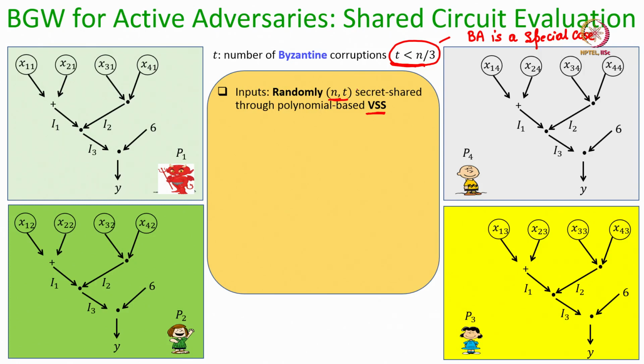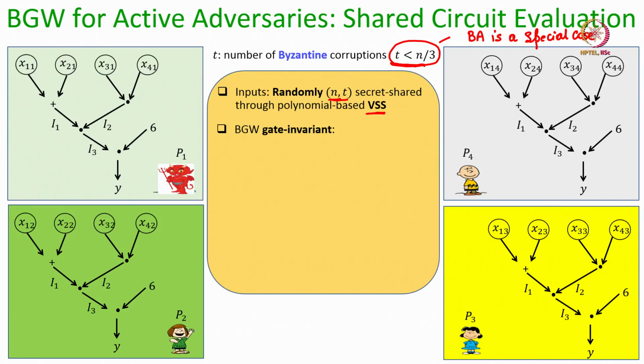For instance, in this example I am considering P1 to be corrupt. So P1 will know all the shares of x1 because it itself is acting as the dealer, but the shares which it receives corresponding to x2, x3 and x4 will be independent of x2, x3 and x4. So P1 will be completely clueless about what exactly x2, x3 and x4 are.